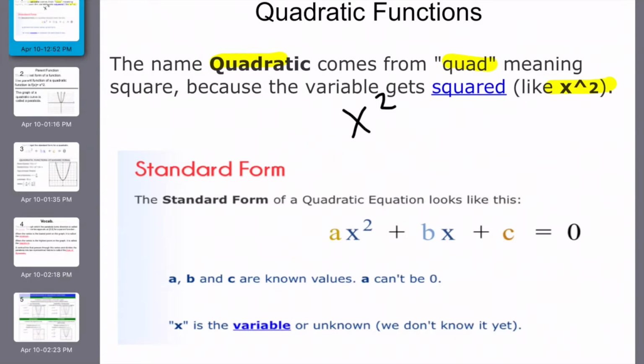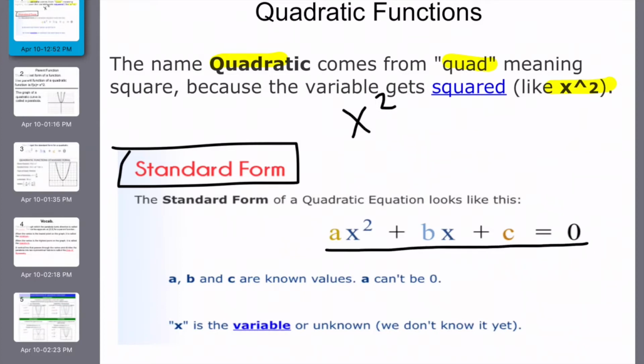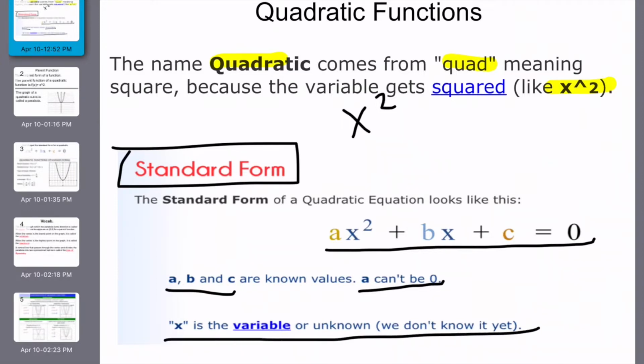Now, it's super important that we remember the standard form for a quadratic. It is always going to be a variation of this: ax squared plus bx plus c equals 0, where a, b, and c are known values, a cannot be 0, and x is just a variable or unknown, something that we don't know yet. Super important that we remember ax squared plus bx plus c. That is our standard form of a quadratic equation.